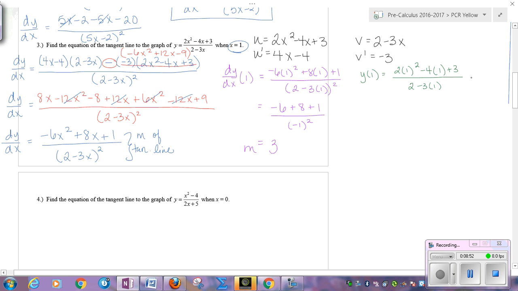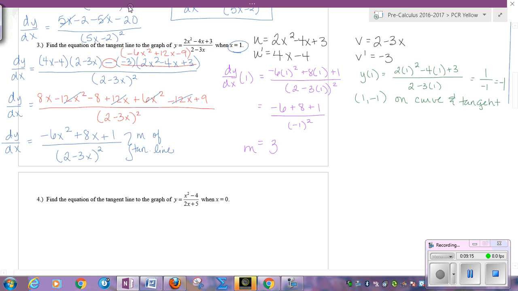Okay, so now when we simplify that, we end up with 2 minus 4. So that's going to give you a negative 2 plus 3 is going to give you 1. And then 2 minus 3 is negative 1. So that's going to give you a negative 1. So that means the point 1, negative 1 is on the curve. And it also is on the tangent line because remember they share that same point.